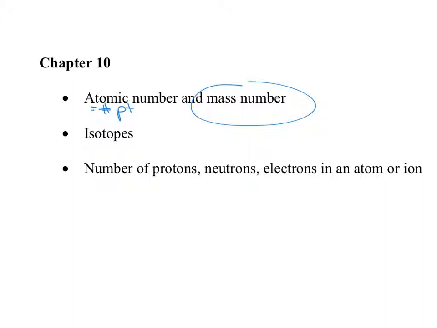Protons plus the neutron? Yes, exactly. Mass number is protons plus neutrons. You got it. And then isotopes, do you remember, like if you have carbon has different isotopes, what's different about carbon atoms that are isotopes of each other? Which subatomic particle is different?